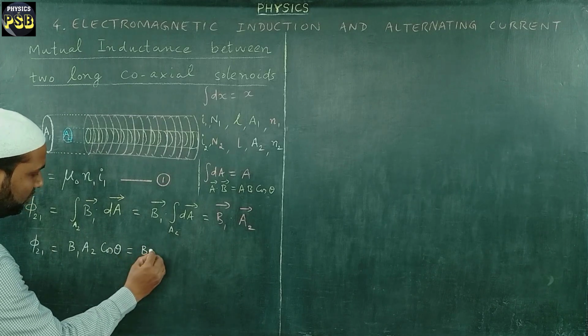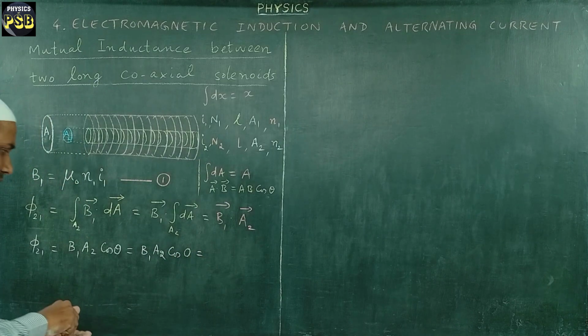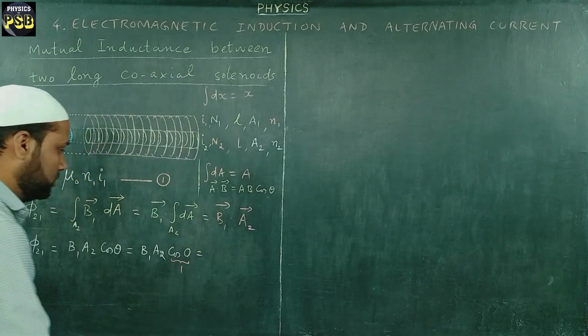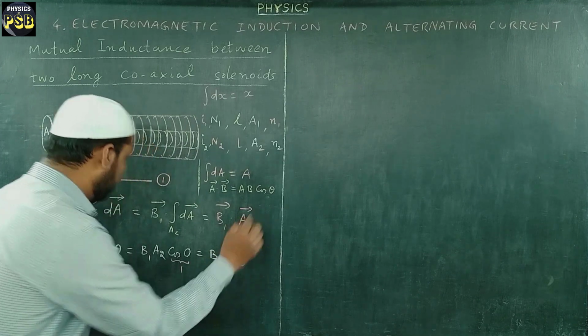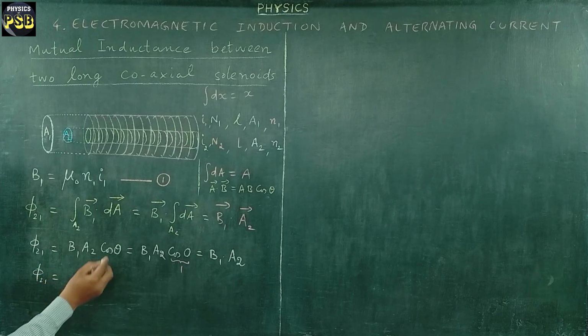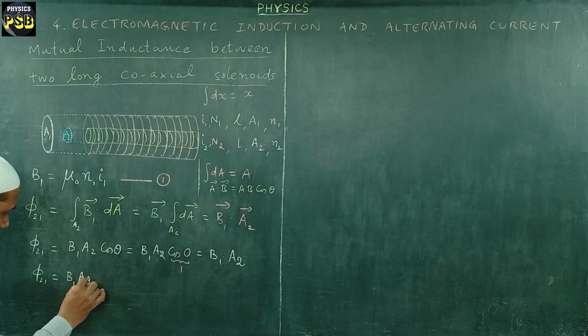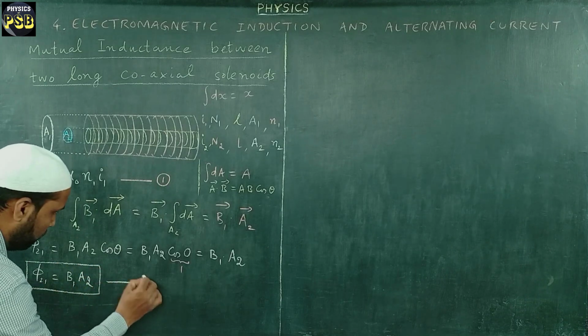So I write B1 A2 cos of 0. We know cos of 0 is nothing but 1. So what I get is nothing but B1 multiplied with A2. This is the magnetic flux linked with the turns of the second solenoid due to the flow of current in the first solenoid. So φ21 is equal to B1 multiplied with A2, and it is taken as equation number 1.